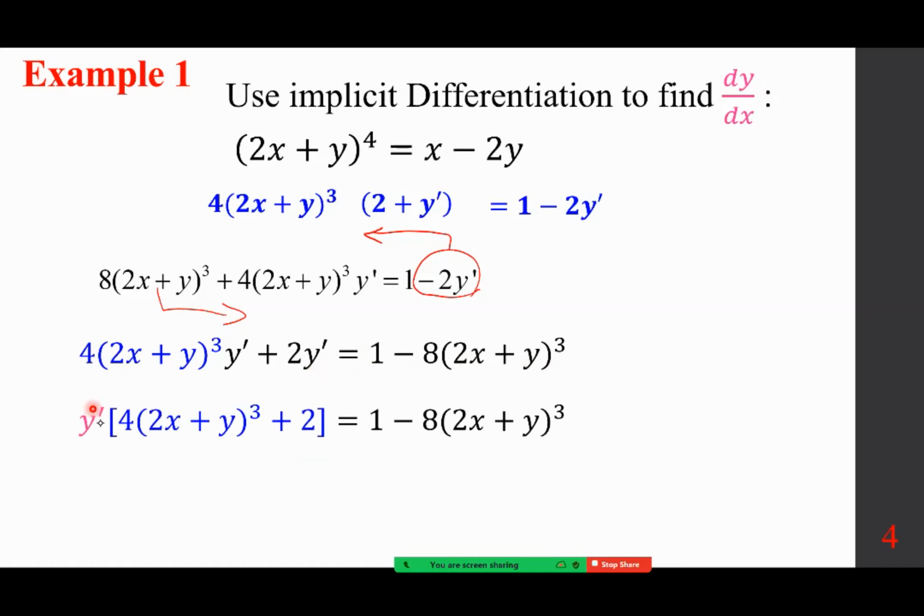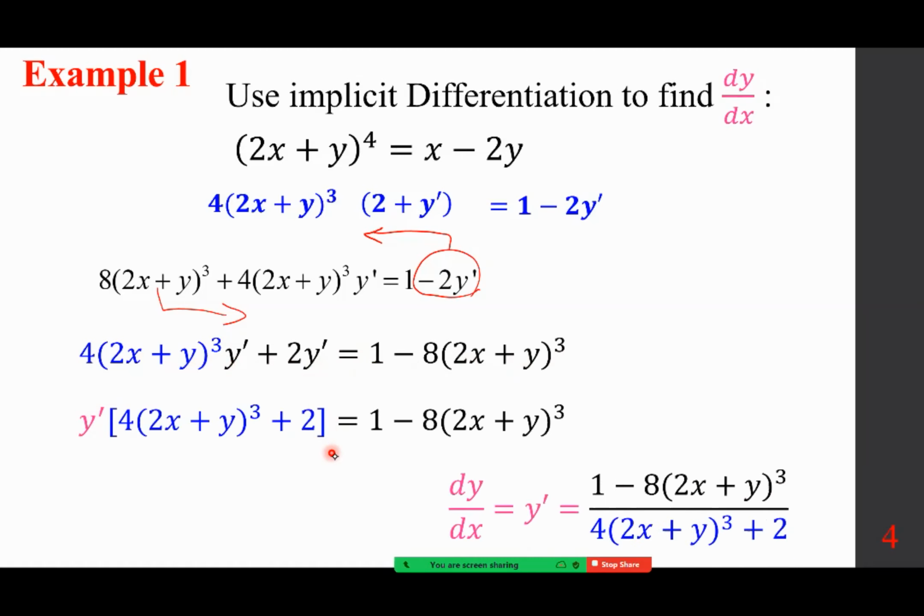So what is y prime or dy dx? It's the right side. All you have to do is divide by the brackets in blue. So whether you want to call it dy dx or y prime makes no difference. Dy dx or y prime equals 1 minus 8 times 2x plus y cubed over 4 times 2x plus y quantity cubed plus 2.